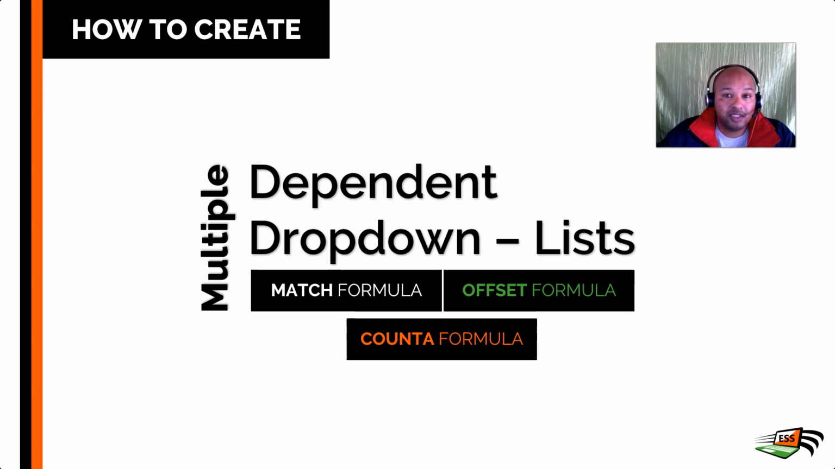Hi, within this tutorial, I will be showing you how to create a multiple dependent drop-down list using the MATCH, OFFSET, and COUNTA formulas. There's another method that I use, the INDIRECT and table ranges, which you can refer to if you're interested. It's on the link at the top.